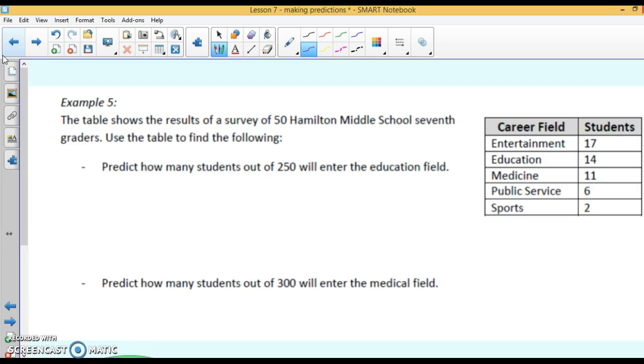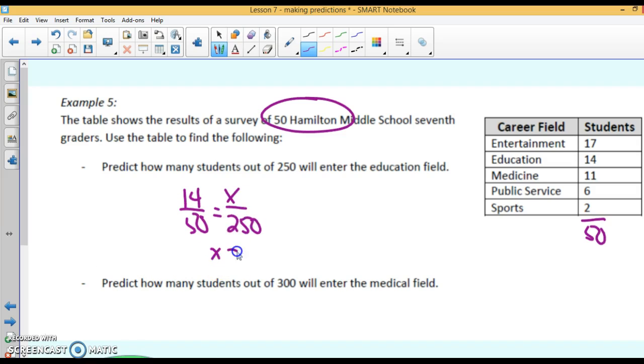The table shows the results of a survey of 50 Hamilton Middle School 7th graders. Use the table to find the following. Predict how many students out of 250 will enter the education field. Well, this is 50 total. You told us that right here. So, how many said they would go into education? Well, 14 out of 50. So X out of 250. And what do we end up with? We end up with X is 70.